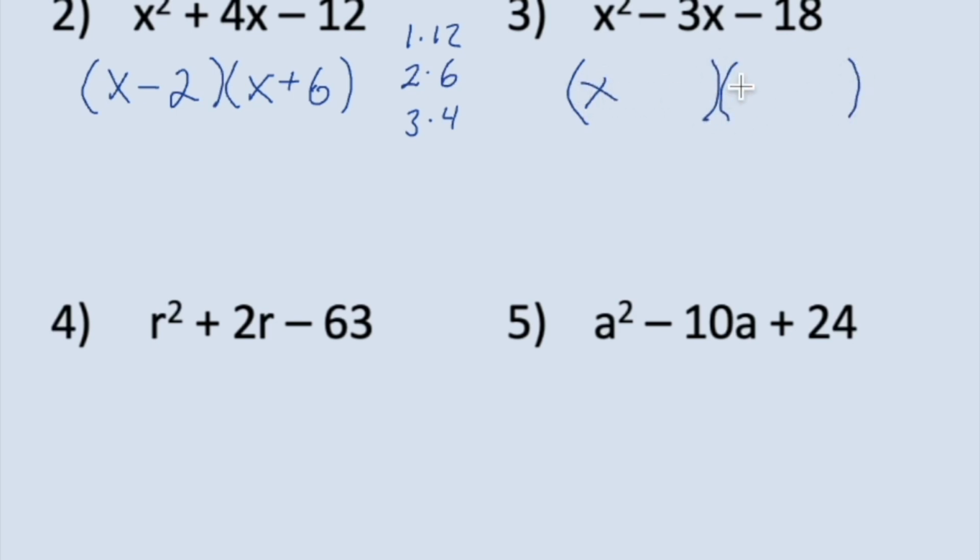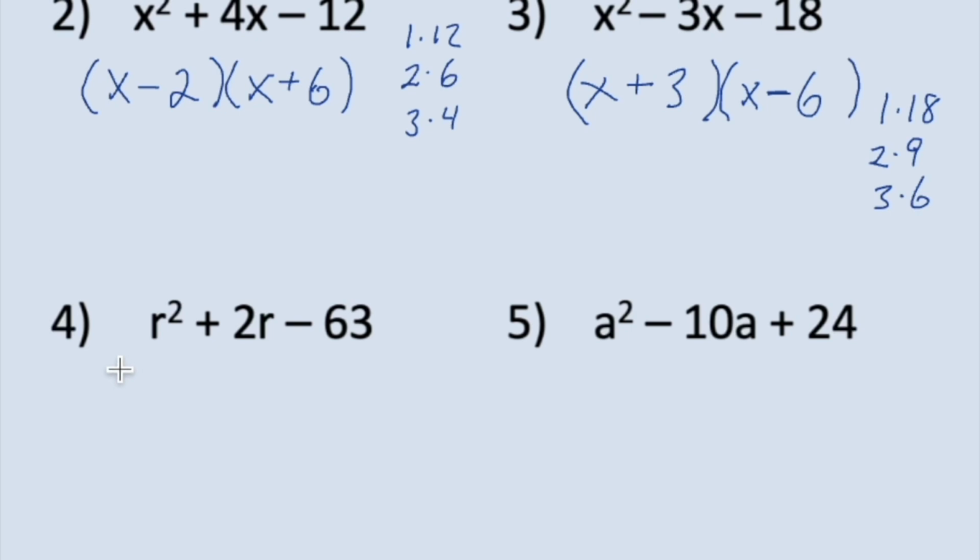Okay, we're going to do an x and an x. And, mentally, or you can write it down if you want, 1 and 18, 2 and 9, 3 and 6. And which ones would add or subtract and equal -3? Well, it looks to me like it would be the 6 and the 3. So we're going to put a 3 here. We'll put a 6 over here. Has to be a -3, which means this has to be a -6. That has to be a positive 3.